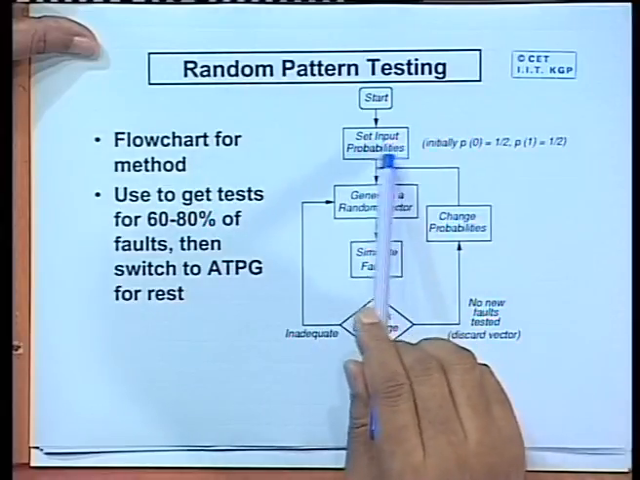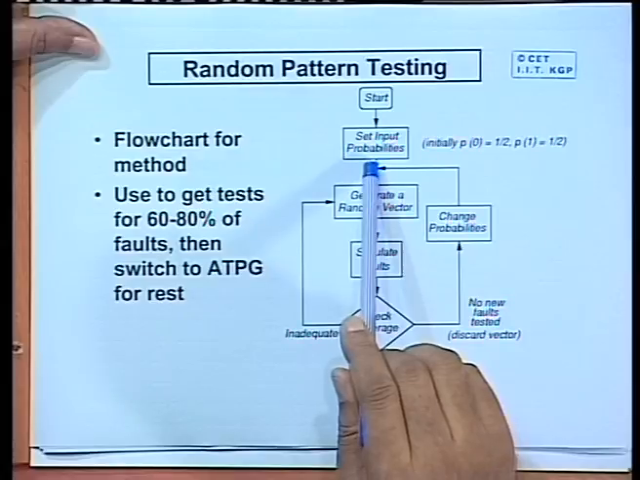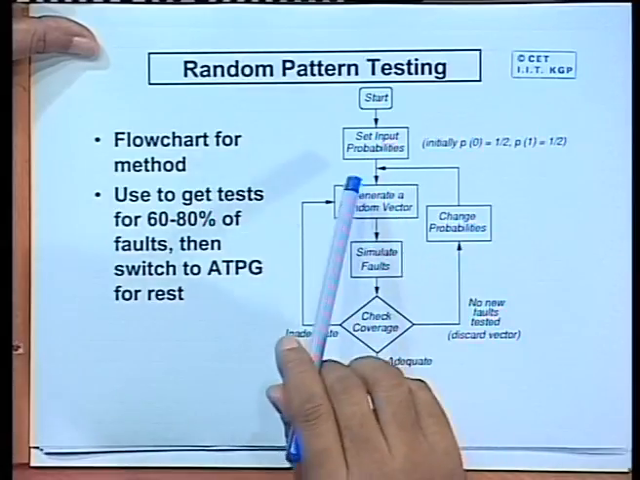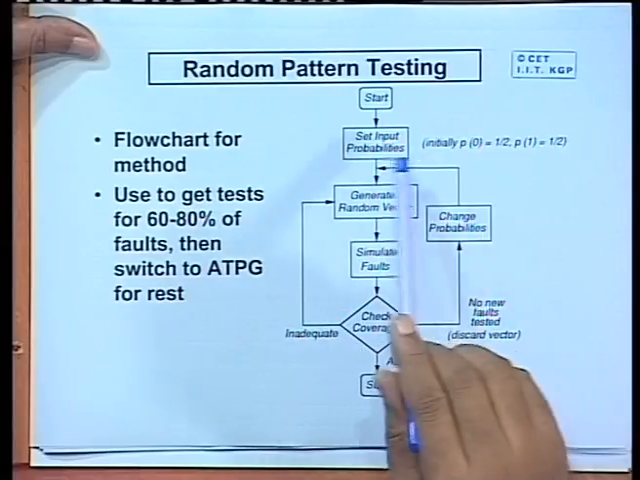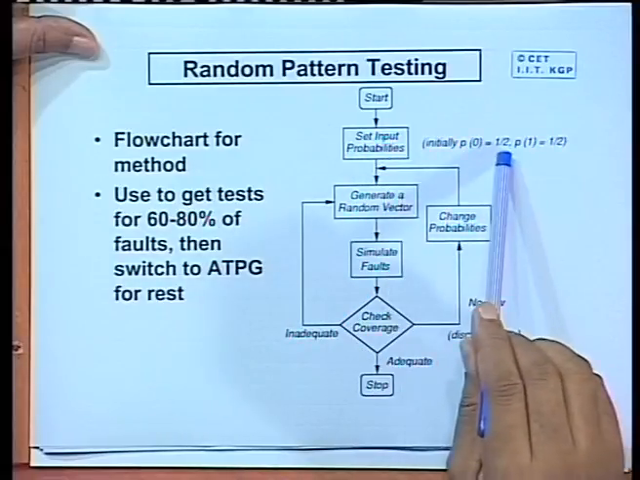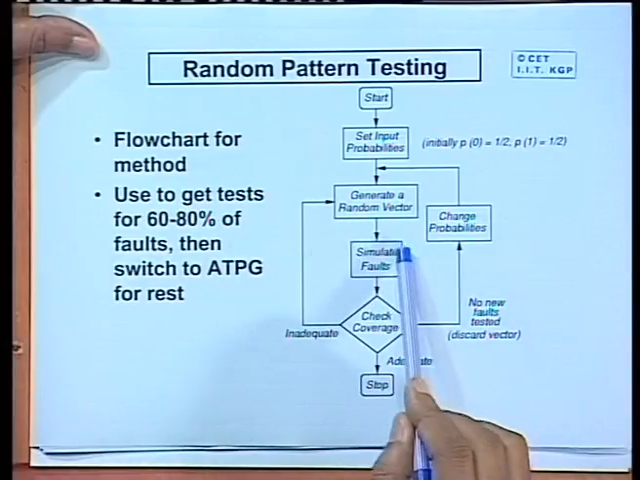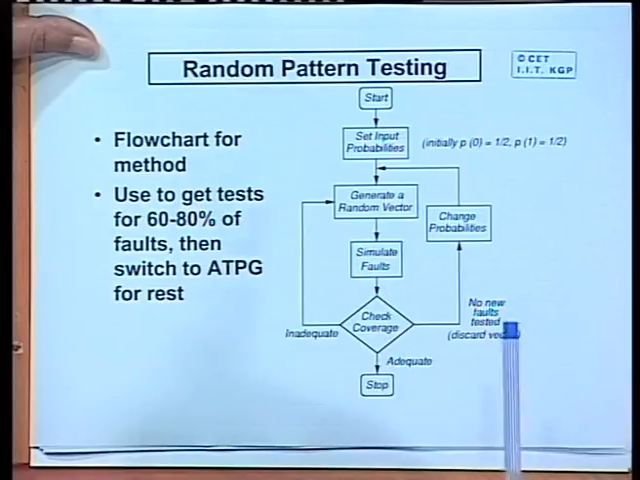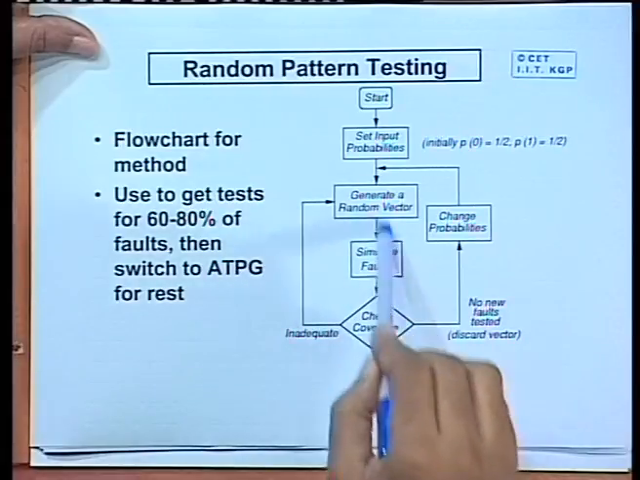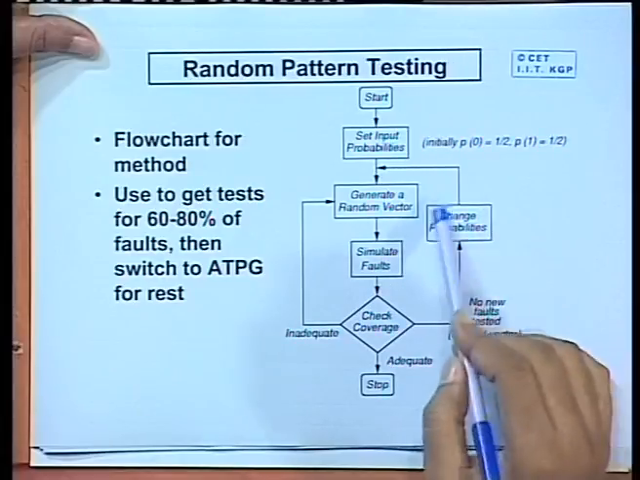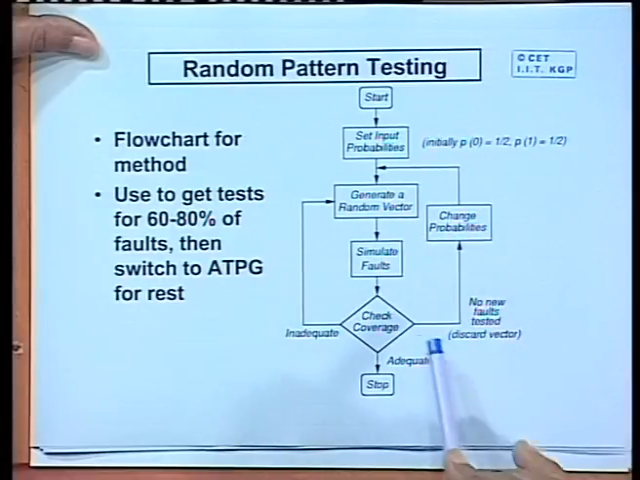So, if you just look at the overall flow of this random pattern testing, well, this is an optional step, set input probabilities. If it is a pure pseudo-random pattern, the probability of a 0 or a 1 appearing on the inputs are all 0.5. These are the input probabilities, initially they are all 0.5. You generate a random vector, simulate faults to find out how many faults are getting detected, you check the coverage, if it is inadequate you go back. Well, you either do this or you do this for a fixed number of times. Okay. This is an optional step, as I told you, not all people do it.